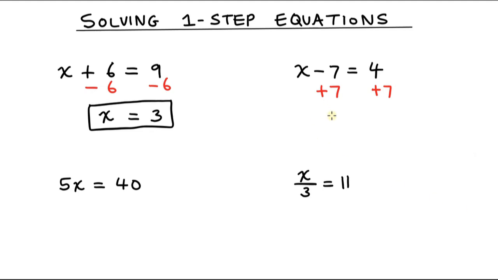So now what I'm left with, on the left, I've got x. And on the right, I've got 4 plus 7, which is 11. So my answer is x is equal to 11.